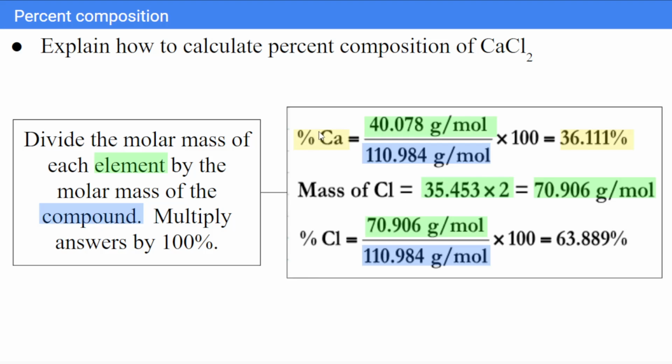And so for calcium, molar mass of calcium divided by the molar mass of the compound times 100 gives you 36%. Chlorine, since there are 2, we have to double that. So 70.906 divided by 110.984 times 100 gives you 63.889%. So the percent of calcium is 36.111. The percent of chlorine is 63.889.